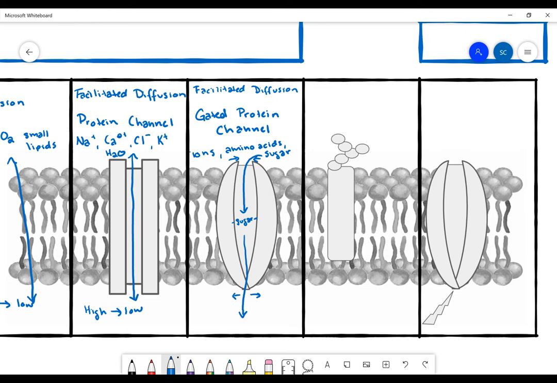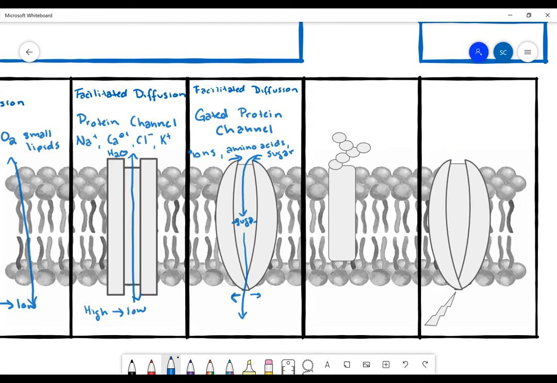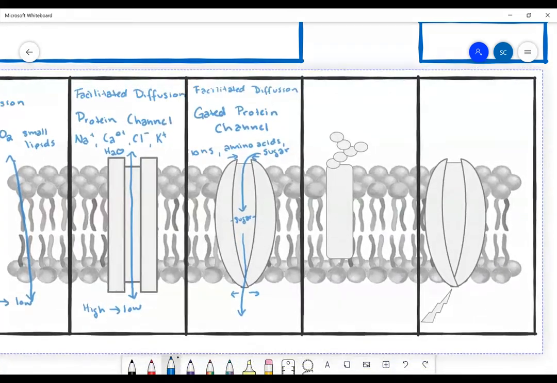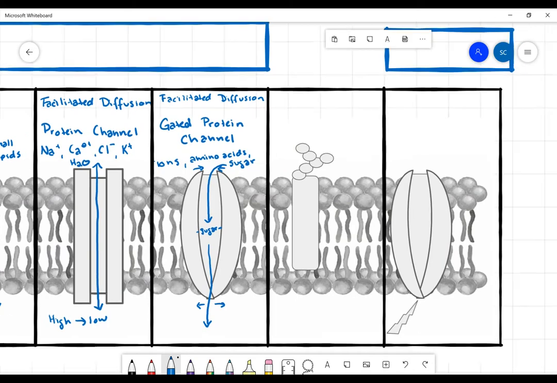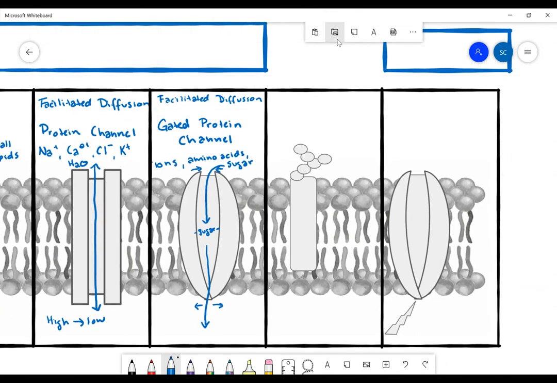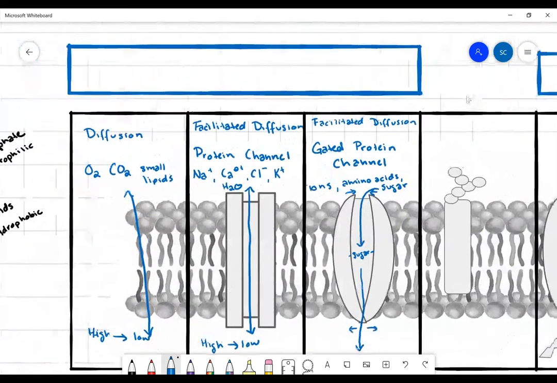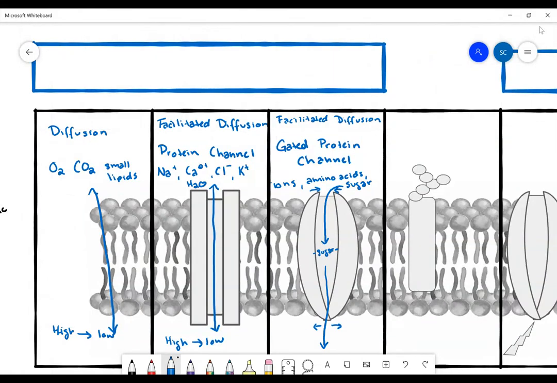Okay. So here, this is where I'm going to pause, and I'm actually going to give you a new term. Okay, we'll do it that way. So when we look at these three types of diffusion, so traditional diffusion, where the molecules just move in and out freely, facilitated diffusion through a protein channel, or facilitated diffusion through a gated protein channel, here we are looking at passive transport.